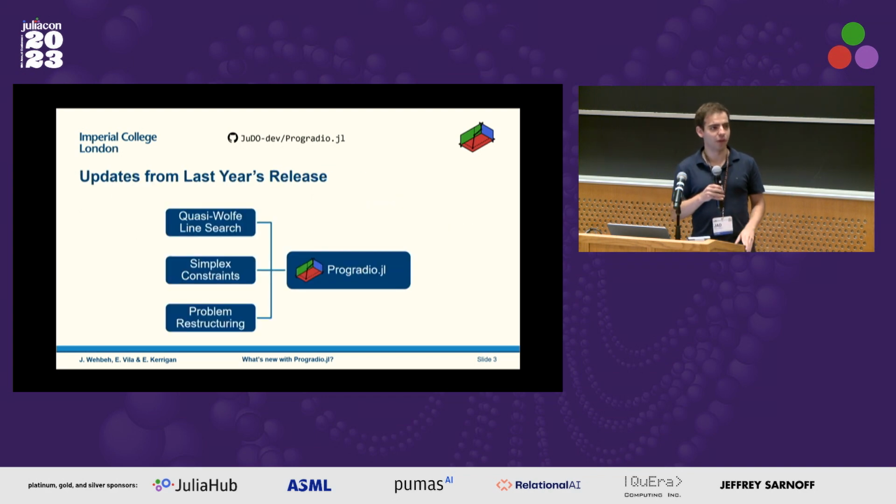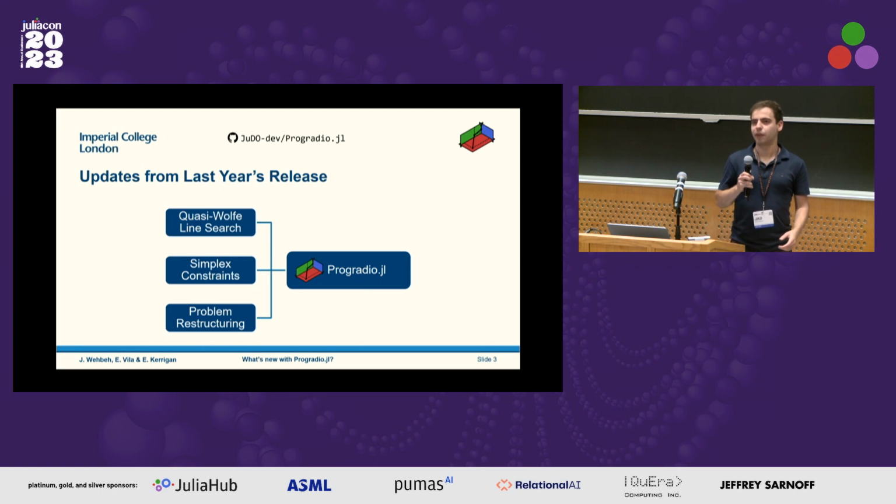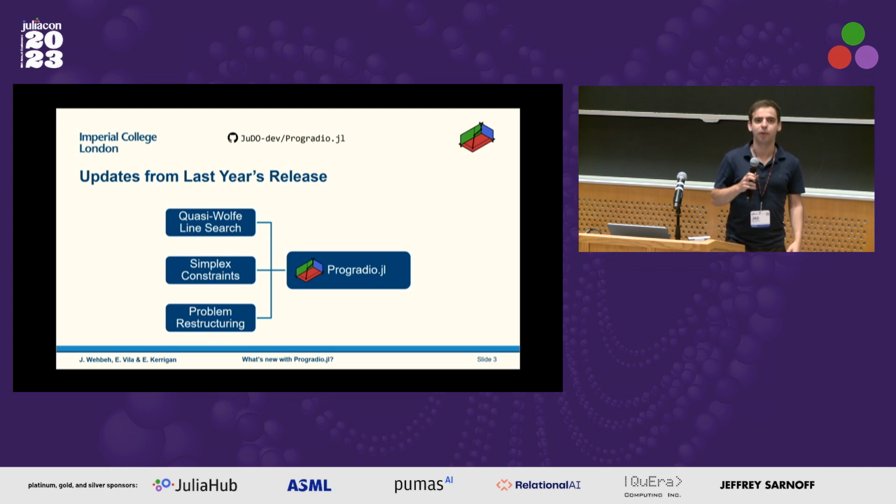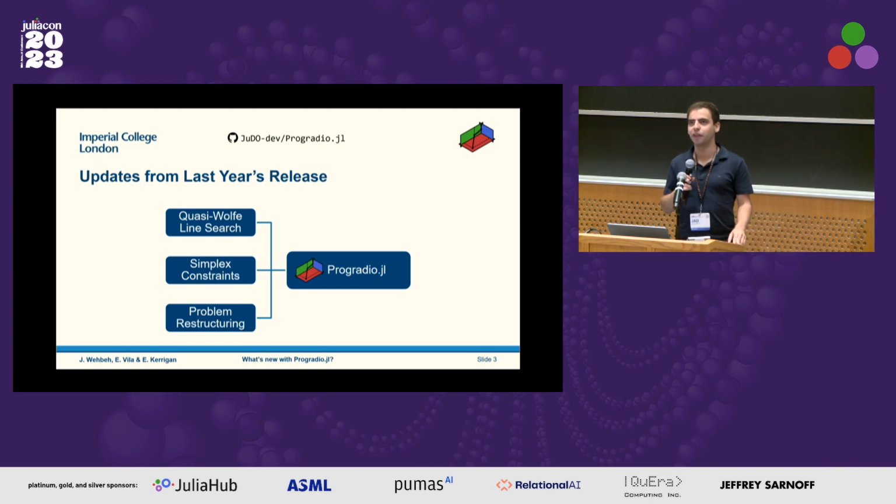So now that you know more or less what Progradio is, I'm going to talk about some of the changes we've done since last year's release. Which are adding a Quasi-Wolfe line search, adding support for simplex constraints, and some problem restructuring work we've done to make things easier for the end users.